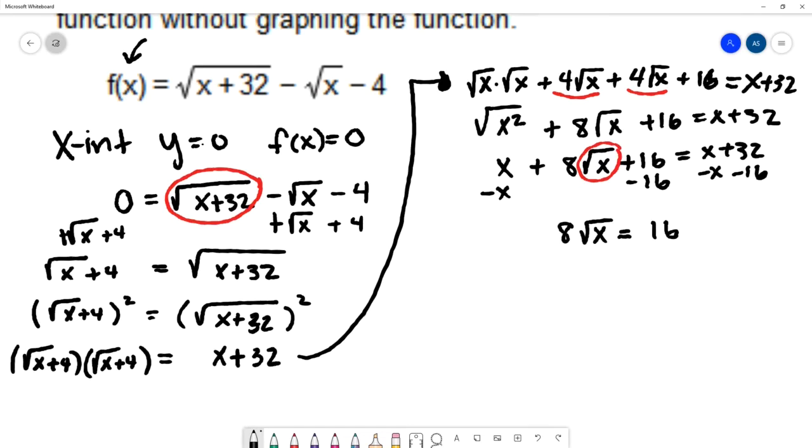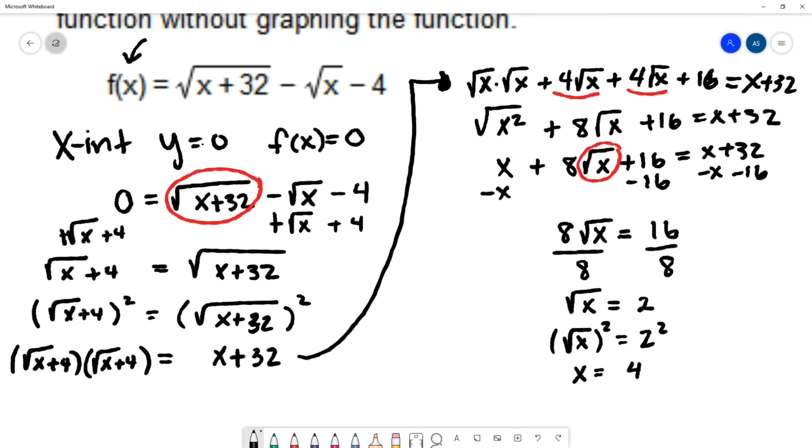I'm still trying to isolate that radical, so I'll divide both sides by 8, and that gives square root of x is equal to 2. 16 divided by 8 is 2. Now to eliminate that radical, we want to do the opposite operation. The opposite of square root is to square. The square root and the square cancel each other out, giving you x, and 2 squared is 4.